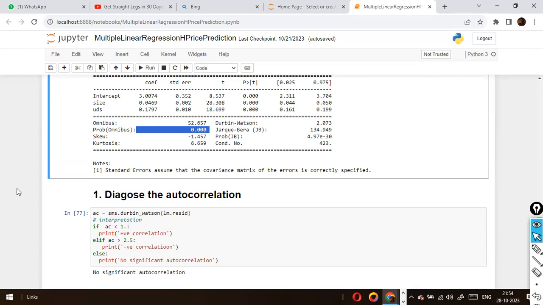Okay, what is skewness and kurtosis? Here, this is related to residuals. These things are related to error. Residuals are nothing but errors. Okay, the skew and kurtosis give us information about the skewness and kurtosis of the result.